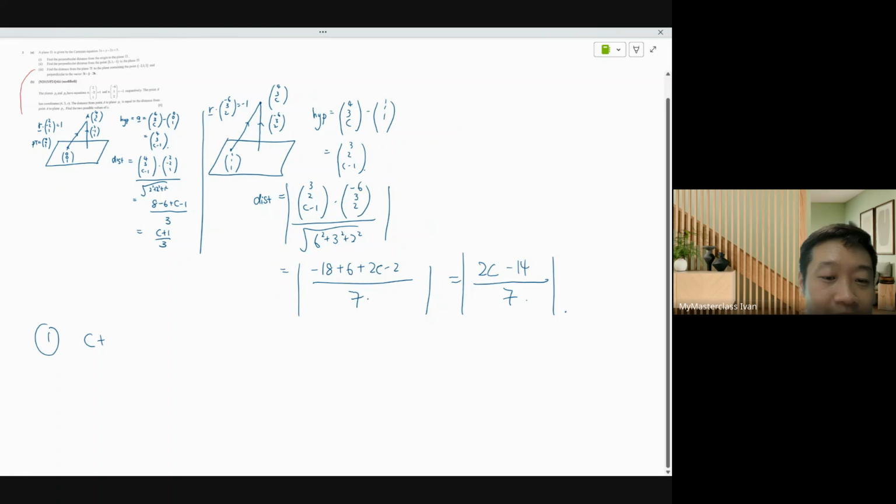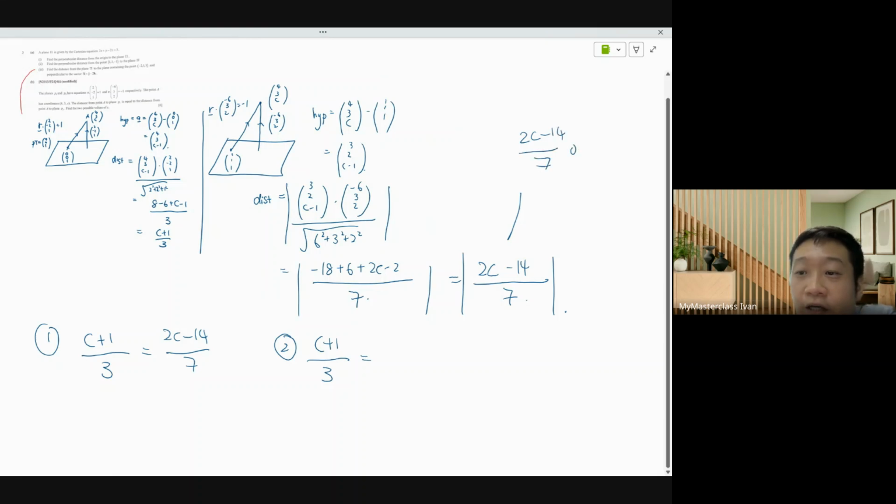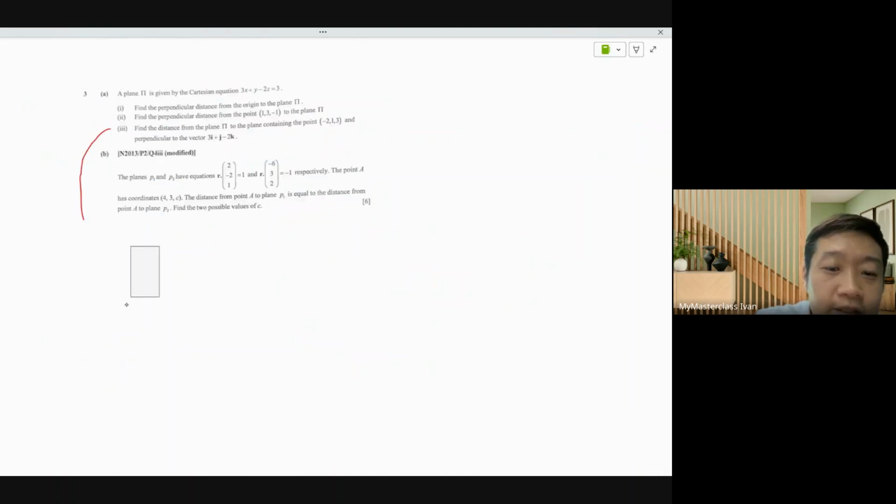Possibility 1: (c plus 1) over 3 is equal to (2c minus 14) over 7. Possibility number 2: (c plus 1) over 3 is equal to, so if it's modulus, that means what? It can be (2c minus 14) over 7, or it could be (14 minus 2c) over 7, because modulus means it could be either the positive one or the negative one. Because c plus 1 is obviously positive. Okay, (14 minus 2c) over 7. Very simple.